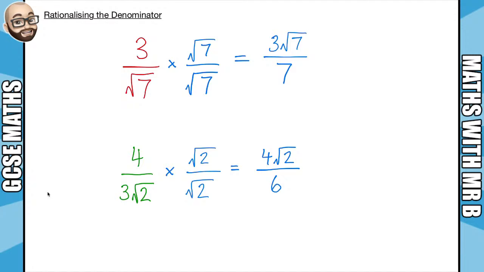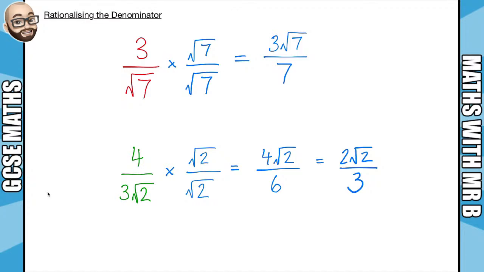So there's my answer. For this one, we can simplify it even more, because we should know that 4 over 6 is the same as 2/3. So we're going to get 2 root 2 over 3. These ones are quite straightforward. If there's only one thing at the bottom, just take that surd, whatever surd it is, write it at the top, write it at the bottom, and do your multiplications.